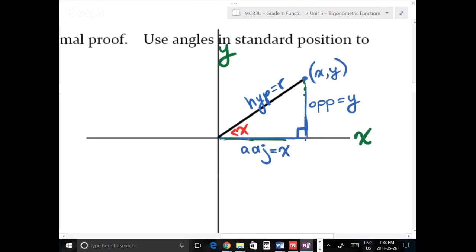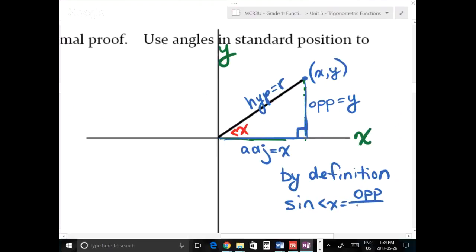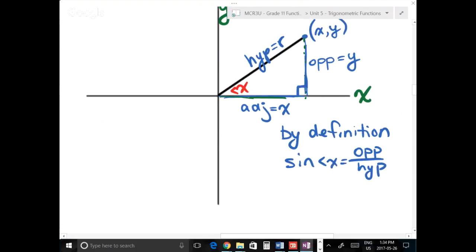Now, by definition, in other words, as a priori truths, we know that sine of angle x is going to equal opposite over hypotenuse, right? Cosine will equal what?